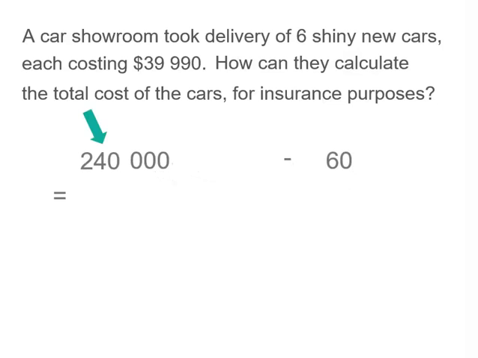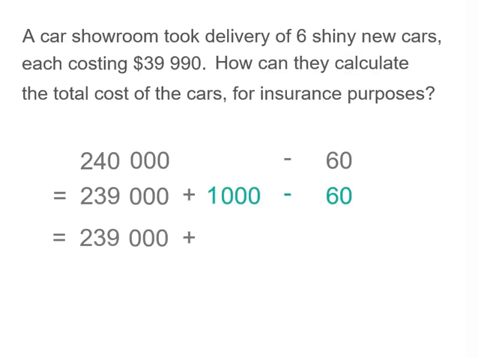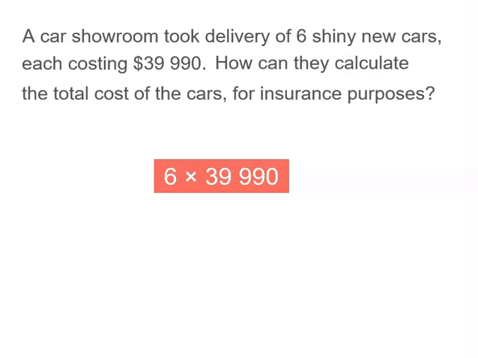Let's break that down into 239,000 plus 1,000. That's the same as 240,000, and we've still got to subtract 60. So now we're going to do that part separately. 1,000 minus 60, that's 940. So we've got 239,940. So the total cost for all 6 cars is $239,940.